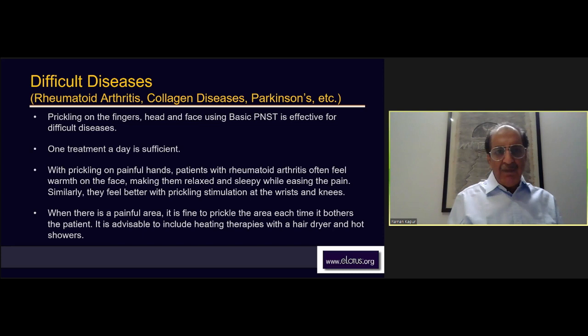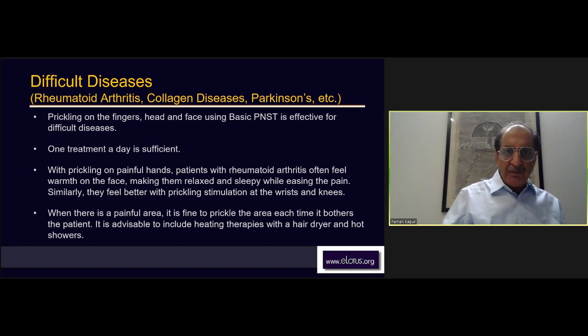And with prickling on the painful hands, patients with rheumatoid arthritis often feel warmth on the face, which makes them relaxed. And similarly, they feel better with prickling stimulation at the wrist and the knees. And when there is a painful area, it is fine to prickle the area each time it bothers the patient. It is advisable to include some heating therapy like a hair dryer and hot shower with this classical therapy also.